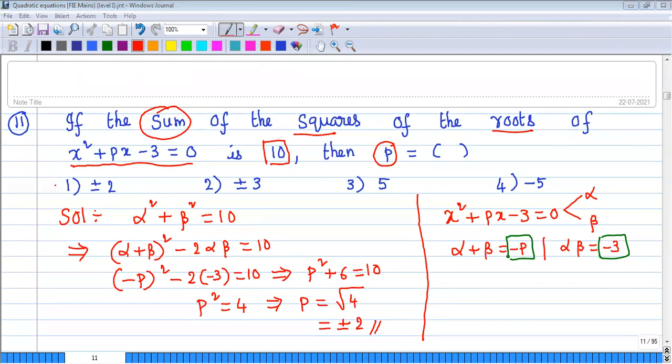Absolutely correct. First option is the right option.